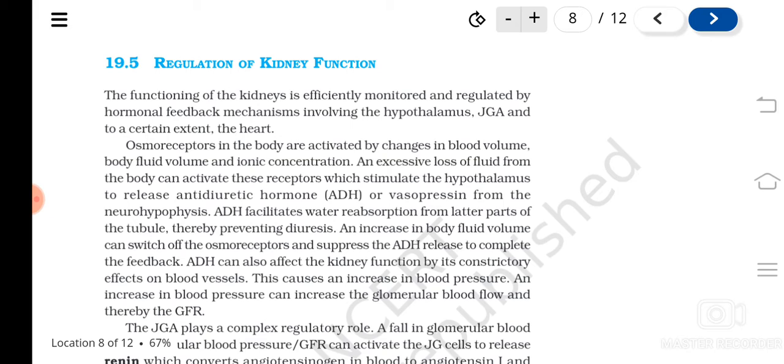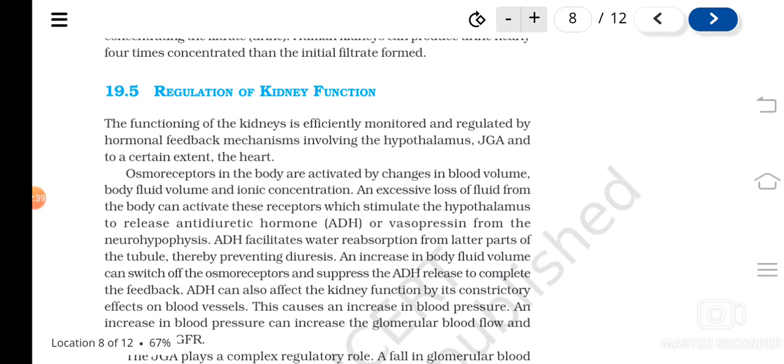By these three ways the kidney function is regulated. Let's first see ADH. If there is any change in the blood volume, body fluid volume, or ionic concentration, it can be sensed by the osmoreceptors.